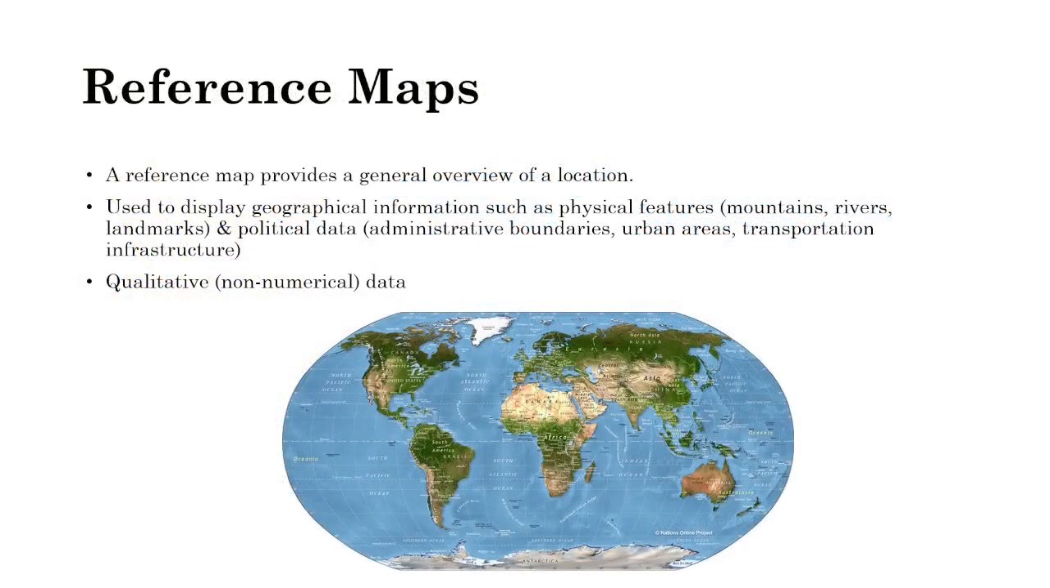So let's go over some types of maps, because there are specific types of maps. The first one is a reference map. So a reference map is what you think of a map on your college dorm wall or in your teacher's classroom or your kindergarten carpet. It's a reference map that provides a general overview of a location, where things are.